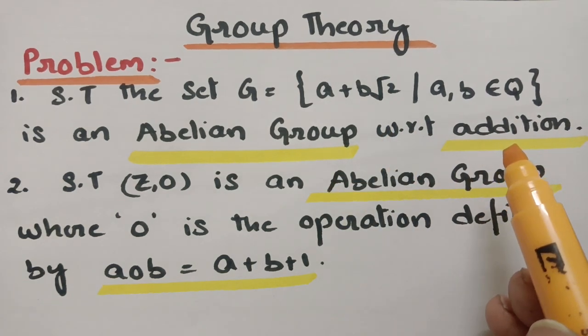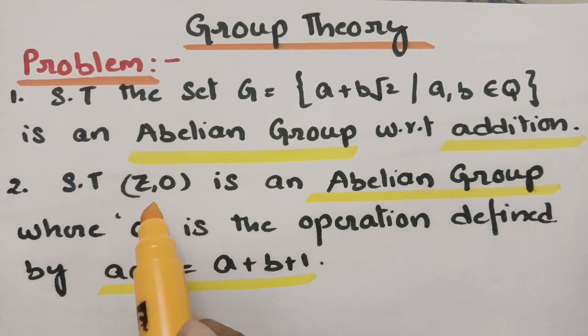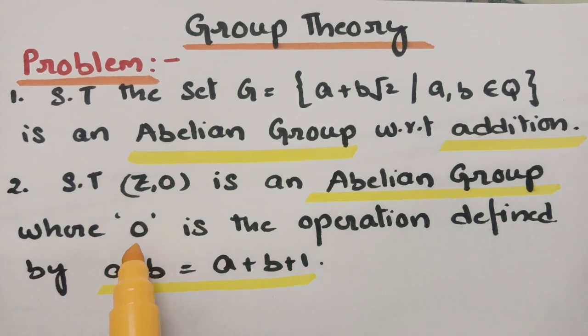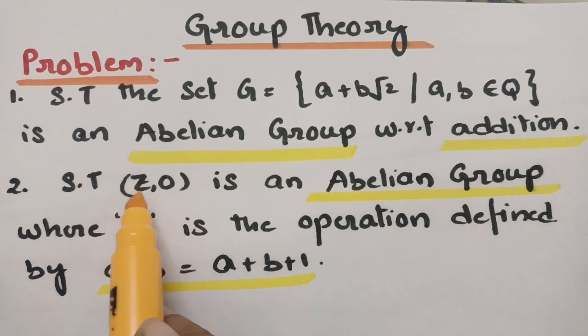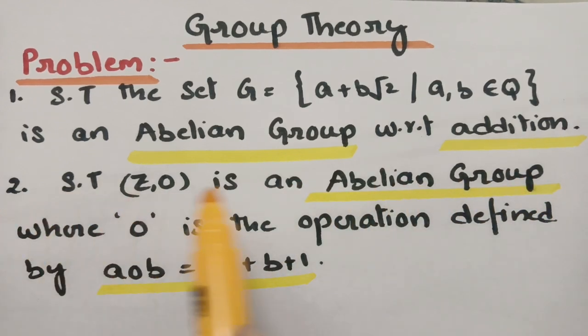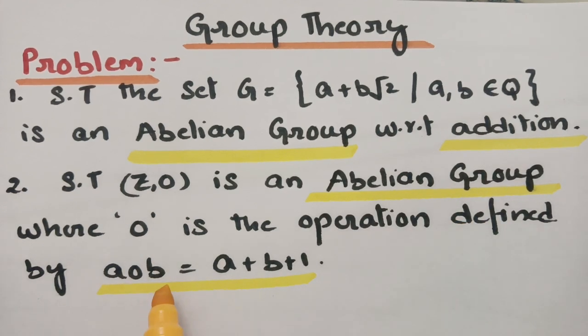And the second question is, show that the set Z, circle is an abelian group, where the circle is an operation defined by A circle B is equal to A plus B plus 1. We have to show that this set is an abelian group where circle is a binary operation, defined as A circle B is equal to A plus B plus 1.